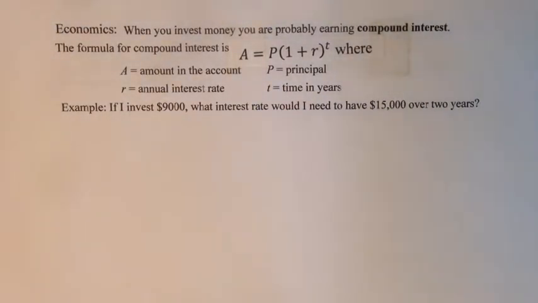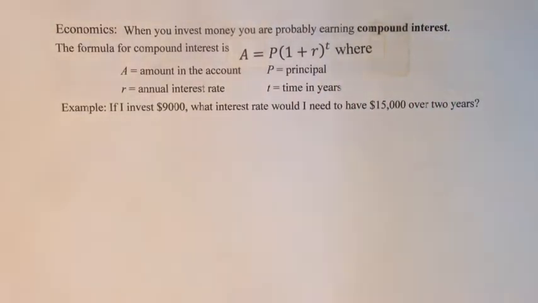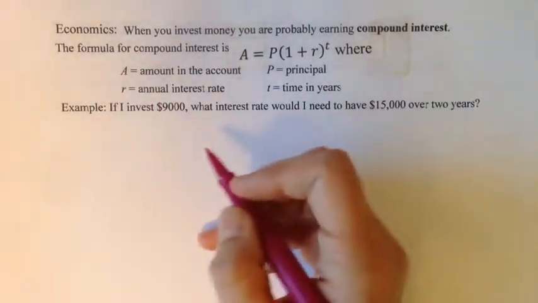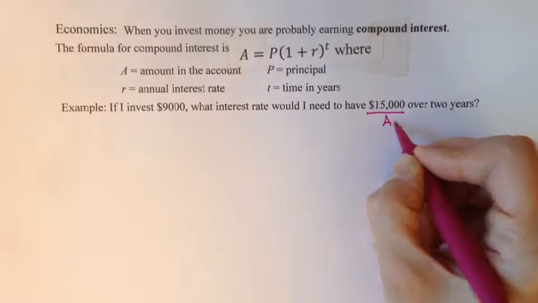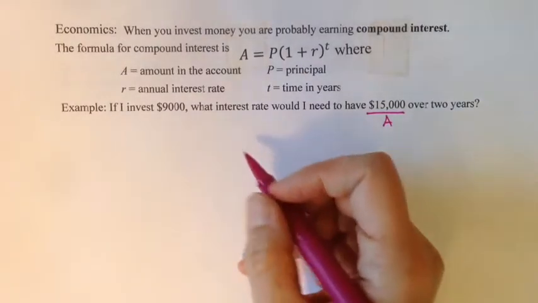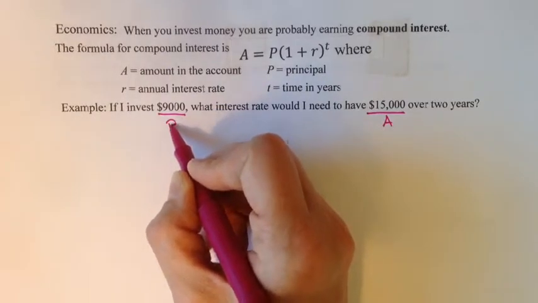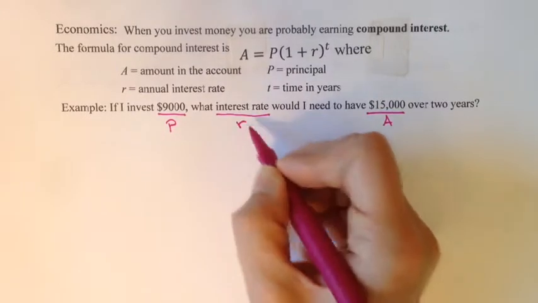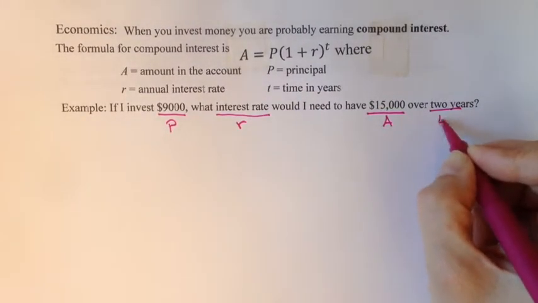The key to a problem like this is taking the information that we've been given and plugging it into our formula that we've also been given. So we know that the amount that I want to end up with in the account is $15,000. We also know that the principal, the amount I started with, is $9,000. We want to know what the interest rate is, so that's not something that we know yet. I'll just call it R. And we know that the time is going to be 2 years.